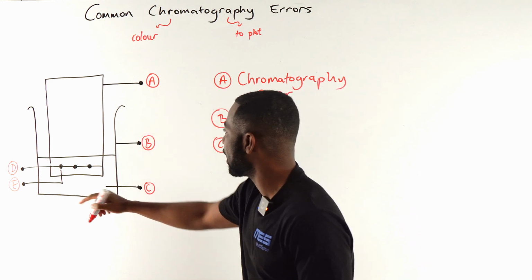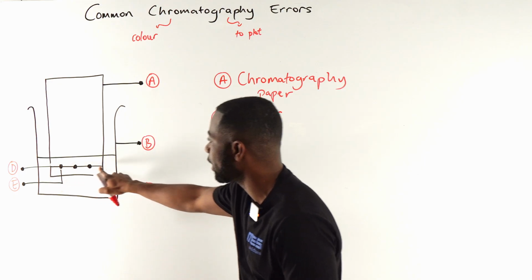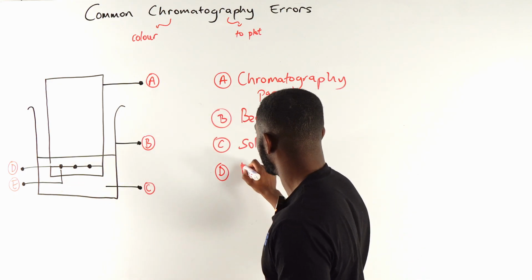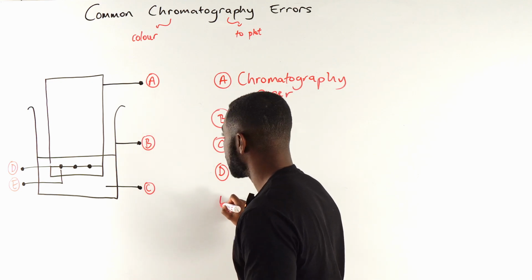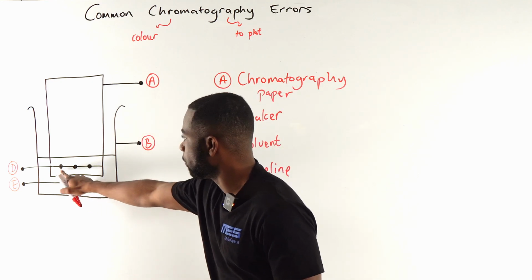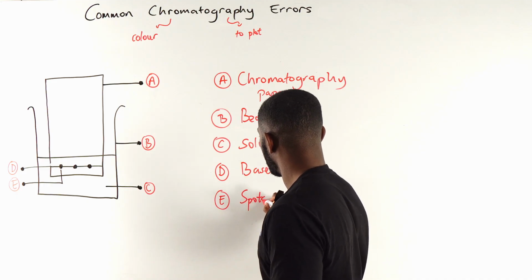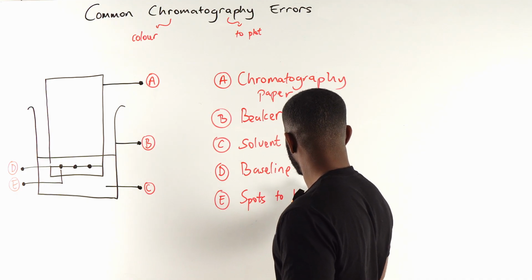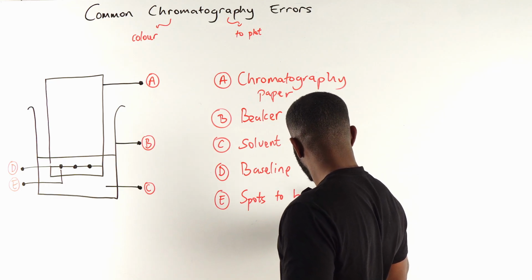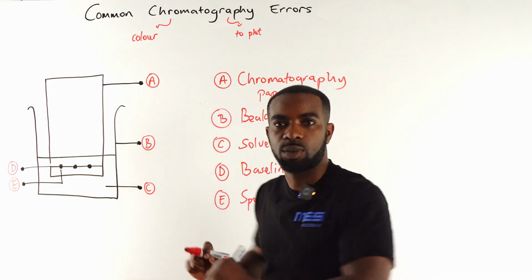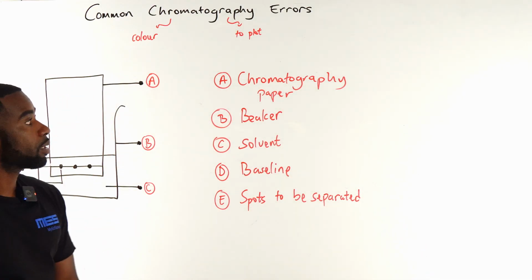And let's have a look at D. So D here is pointing to the line that our spots are on, and that is called the baseline. The baseline. And lastly, E. E points to the spots themselves. So these are spots to be separated. It can also be ink as well, separated. I'm writing backwards here, doing a bit of a half twist there. But that hopefully helps you to see all of these different bits of equipment.